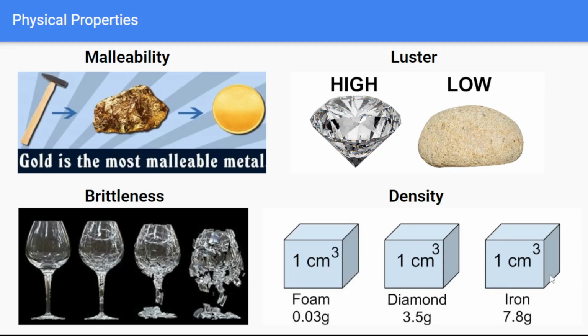Notice all three of these cubes have the same volume, they're the same size, but if you were to pick up a foam block that was the same size as an iron block, the iron block would be heavier even though they're the same volume. So iron is more dense than foam.